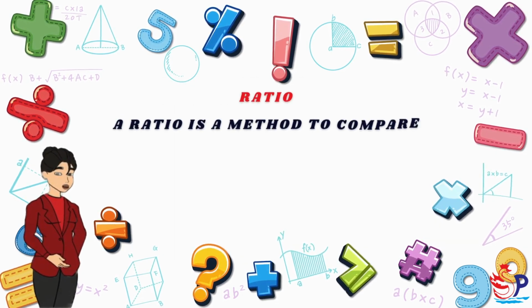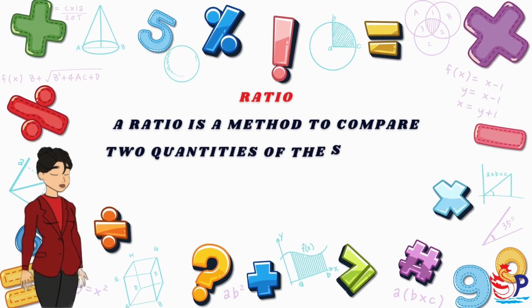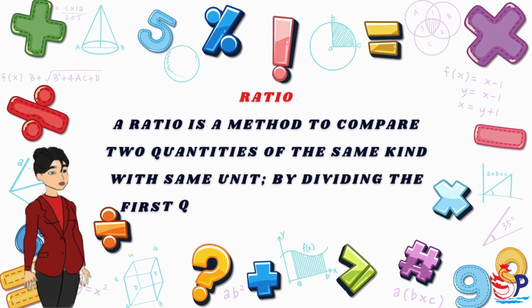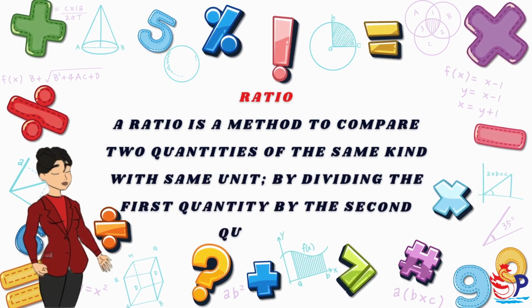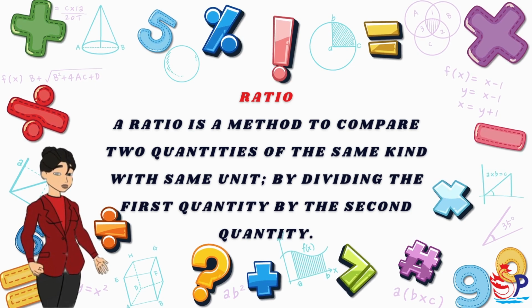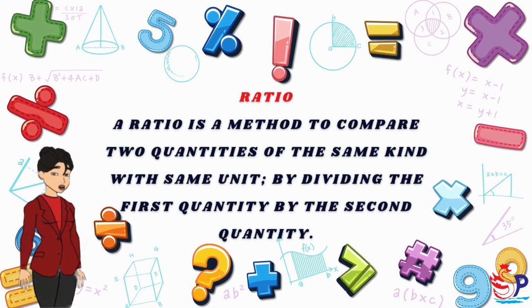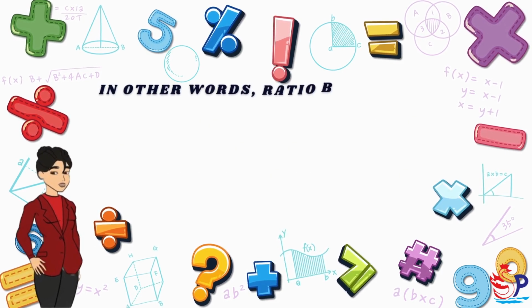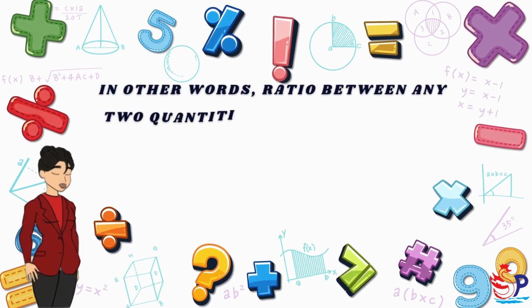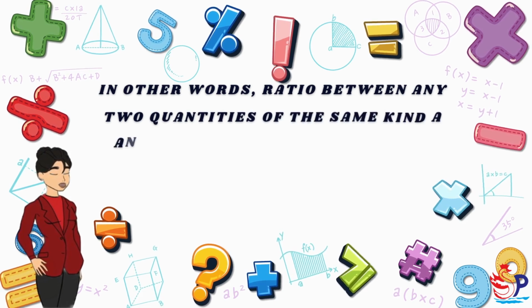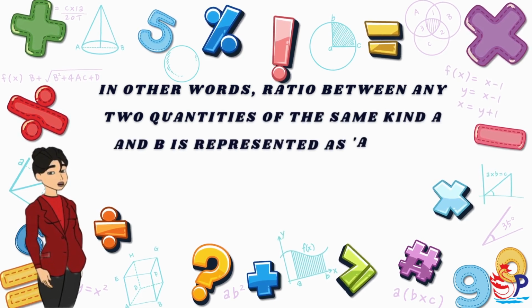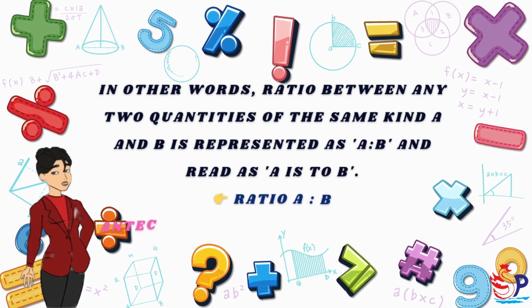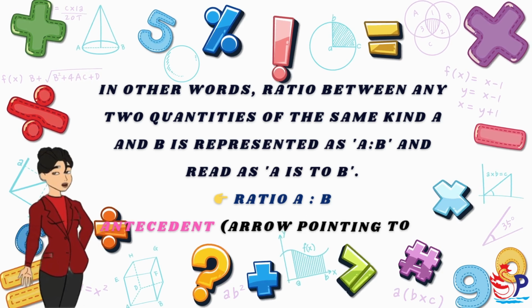What is a ratio? A ratio is a method to compare two quantities of the same kind with the same unit by dividing the first quantity by the second quantity. In other words, the ratio between any two quantities of the same kind, A and B, is represented as the ratio A:B and read as A is to B.